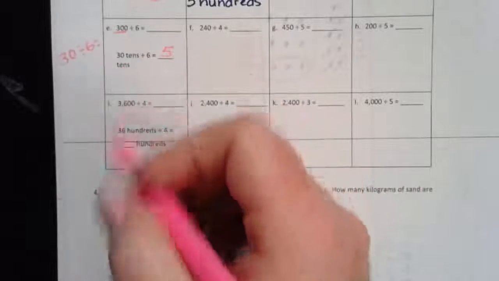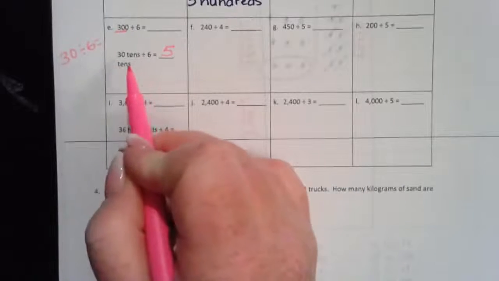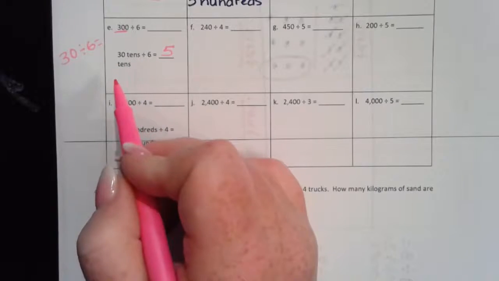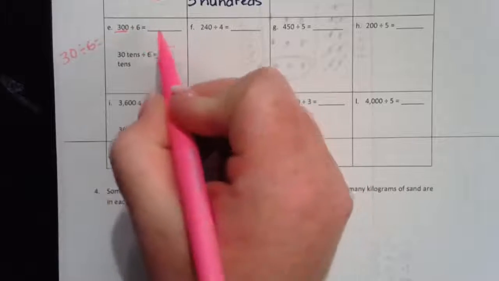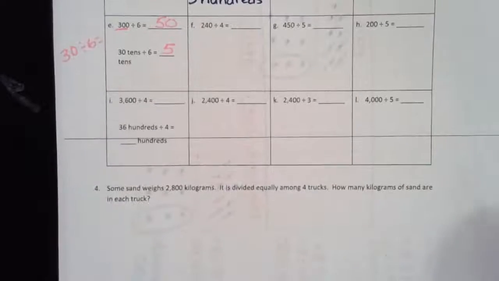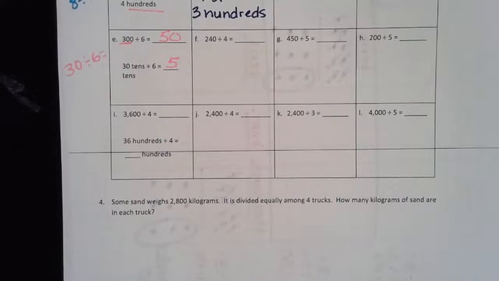But instead of hundreds, I'm now thinking those 30 tens. 30 tens divided by 6 is 5 tens. And 5 tens is equal to 50.